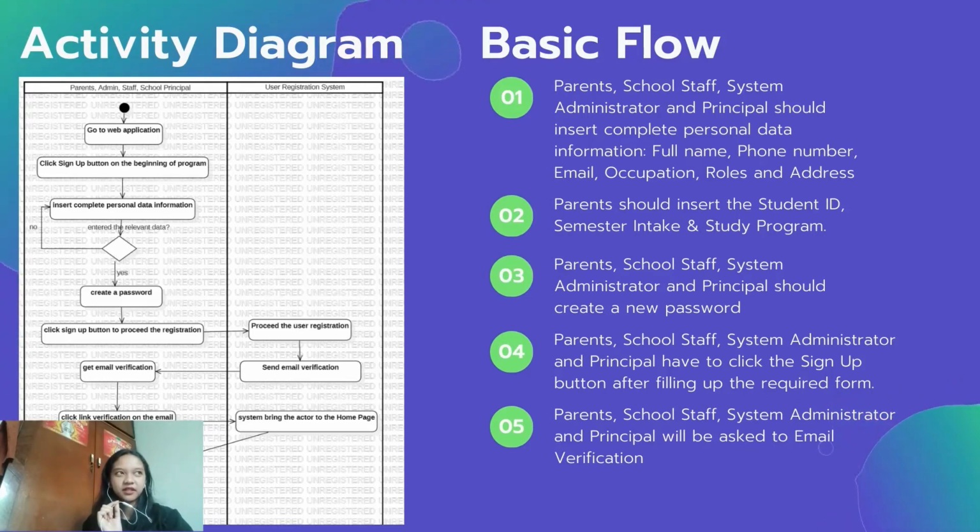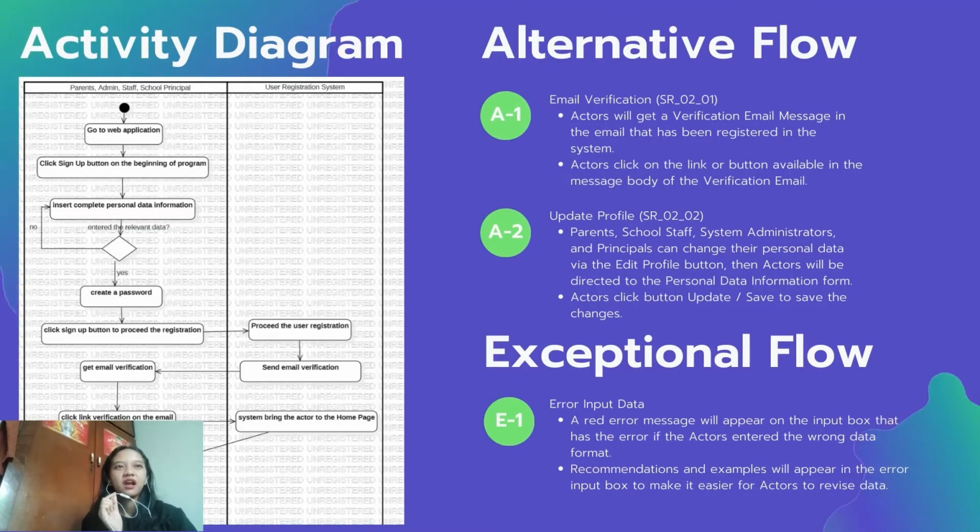In this user registration, there are alternative flows. First, A1, email verification. Actors will get a verification email message in the email that has been registered in the system. Second, actors click on the link or button available in the message box of the verification email.